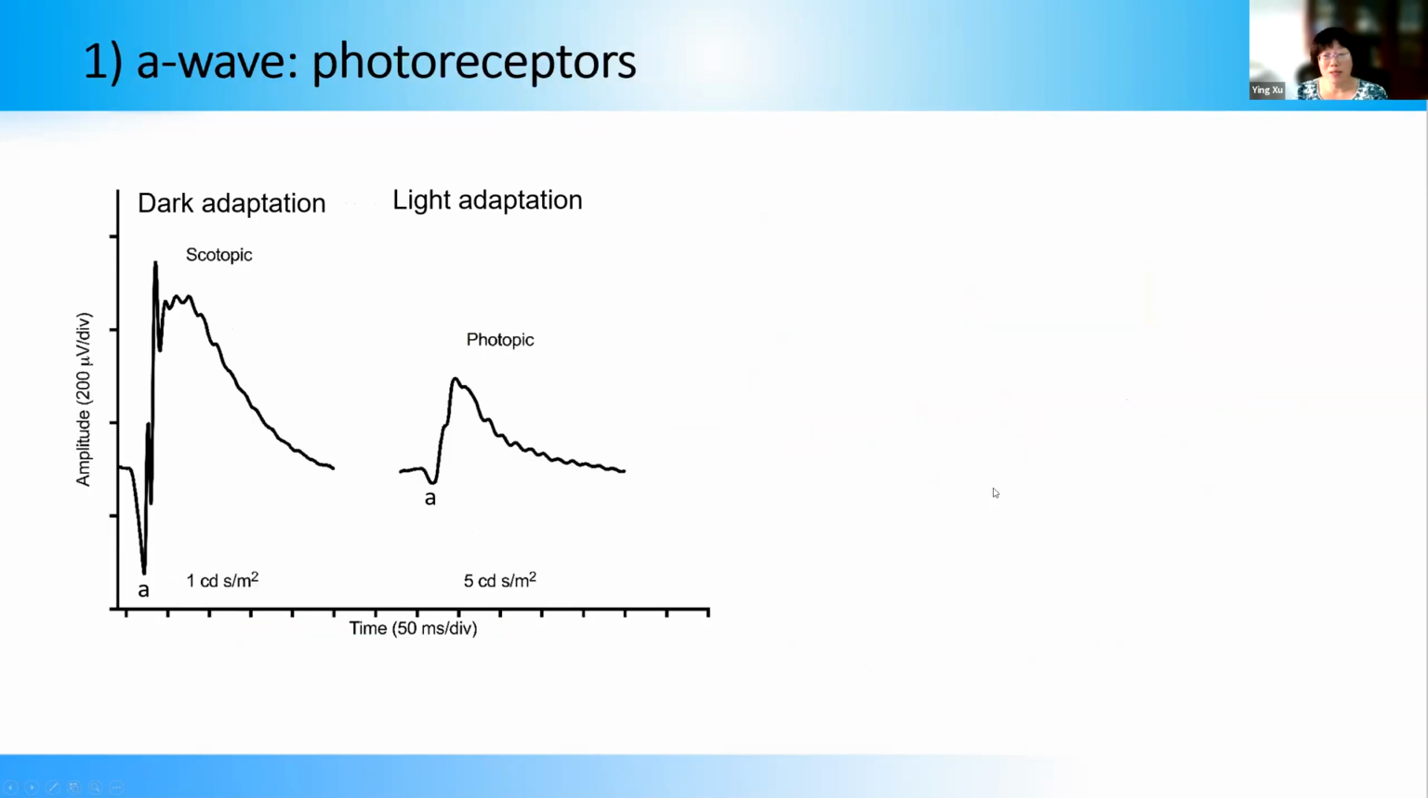And so now I'll spend a few slides explaining the cellular origins of each wave, including some experimental proof. First, the A wave. Here shows the A wave under dark adaptation, called the scotopic condition, and also under light adaptation, called the photopic condition. And you may notice that the A wave is smaller under light adaptation. And where does the A wave arise?